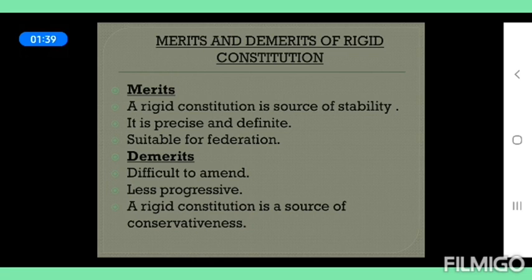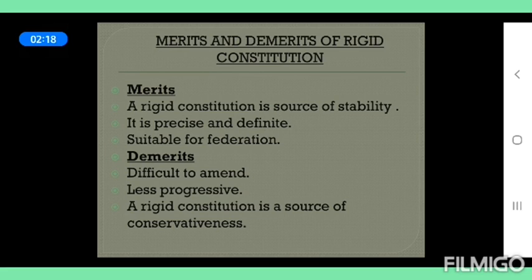So next one is that it is suitable for federations. Students, we have already mentioned earlier that in federations there are a central government and a state government. They have roles, responsibilities and functions, and these should be demarcated properly. The demarcation can happen through a written constitution. So that is why it is suitable for federation. Okay, so these are the merits of the rigid constitution.